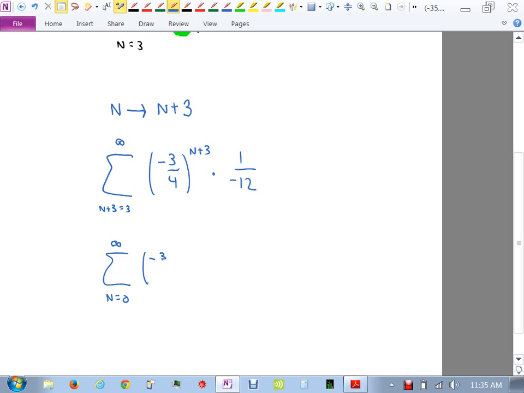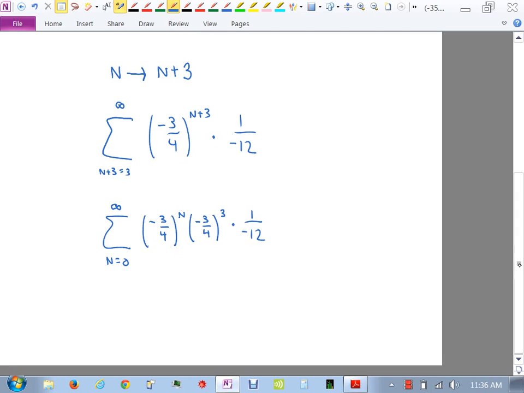Break it up. That's the same as negative 3/4 to the n times negative 3/4 to the what? Third. Times 1 over negative 12. So I split this up into two pieces, right? And now let me put these together, because this is all just a number, isn't it? Put that all together. Let's figure out what that number is. That's going to be our A, isn't it?